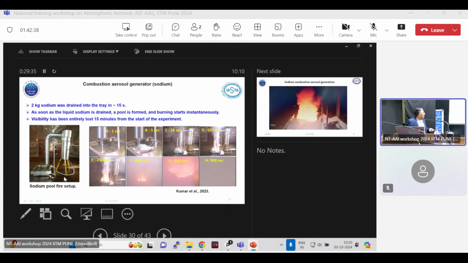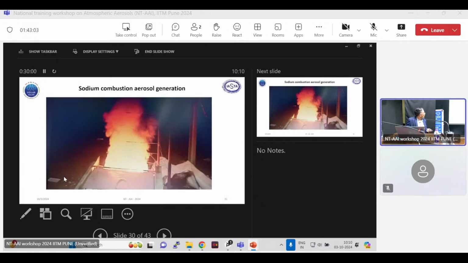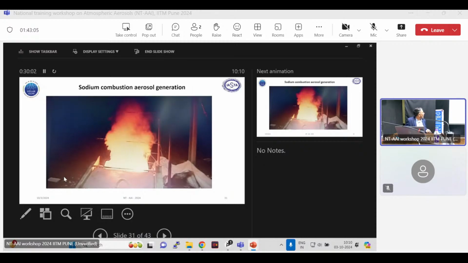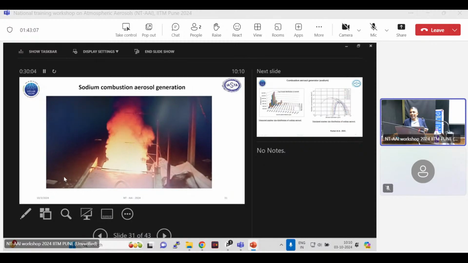And in around 600 seconds, maybe 10 minutes or 15 minutes, visibility has completely stopped. So the concentration inside the chamber has increased to maybe more than 1 gram per meter cube. Though the fire continues, it will take some 20 to 25 minutes, sometimes half an hour, to quench the fire. Here I want to show a video of how the sodium fire takes place. This fire is different from other hydrocarbon or conventional fires.